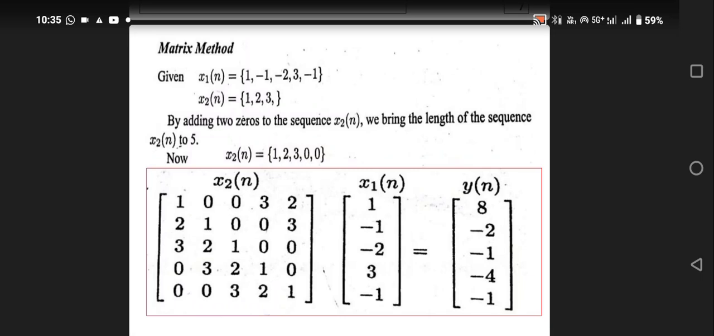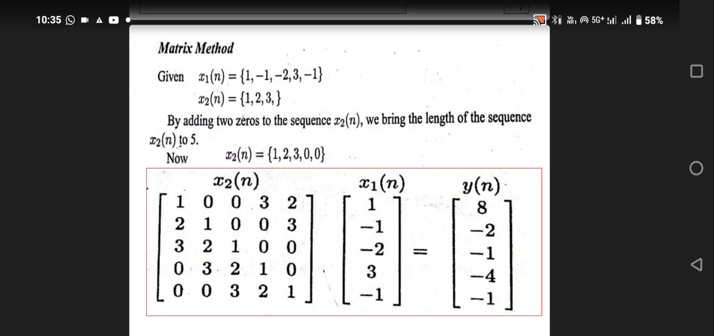The convolution by the matrix method is given by x1 of n equal to 1, minus 1, minus 2, 3, minus 1, and x2 of n equal to 1, 2, 3. By adding two zeros to the sequence x2 of n, we bring the length of the sequence x2 of n to 5. That is, the new x2 of n is equal to 1, 2, 3, 0, 0. The addition of 0, 0 is normally called zero padding.